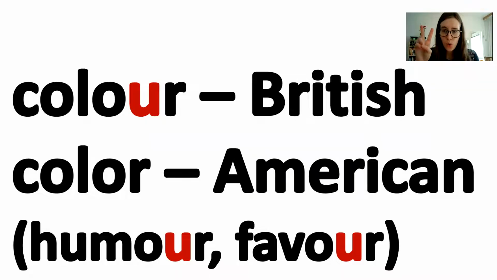There are two good spellings for color. In British English, you write color with a U. In American English, you write color with no U. British, color, U. American, no U. There are more words like this. For example, the word humor, British, U. American, no U. And favor, British, U. American, no U.